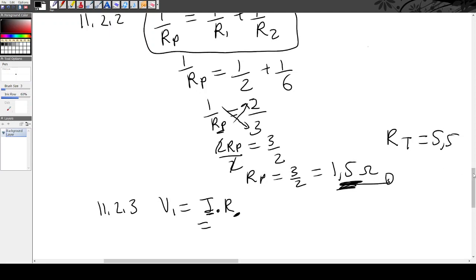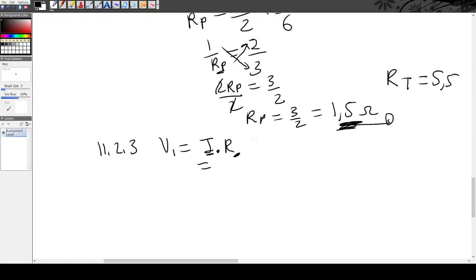5,5 is our RT. So we have RT, but we don't have I, so we can't find V1 in this way. We would have to first find the value of I total. I total is the same as V of the parallel resistors over R of the parallel resistors. Why am I saying that is the I total?